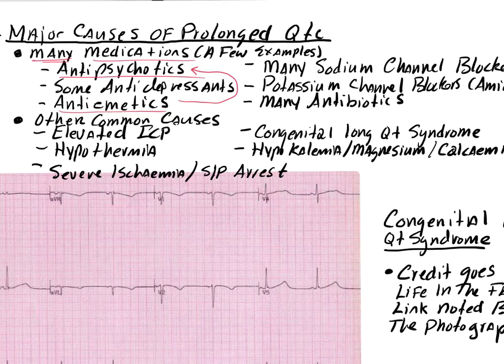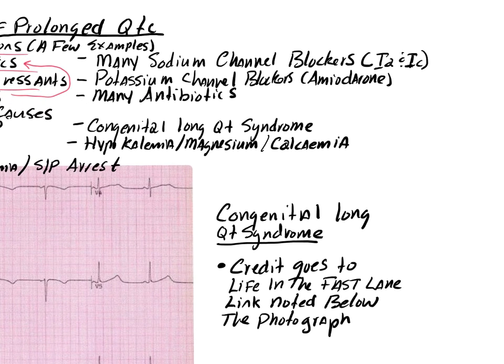All right. Some antidepressants as well, right? Your tricyclics, your TCAs, right? They widen the QRS. That's going to widen the QT interval, right? Your MAOIs, some of the SSRIs may as well. Most of your sodium channel blockers, specifically your 1A and your 1Cs.